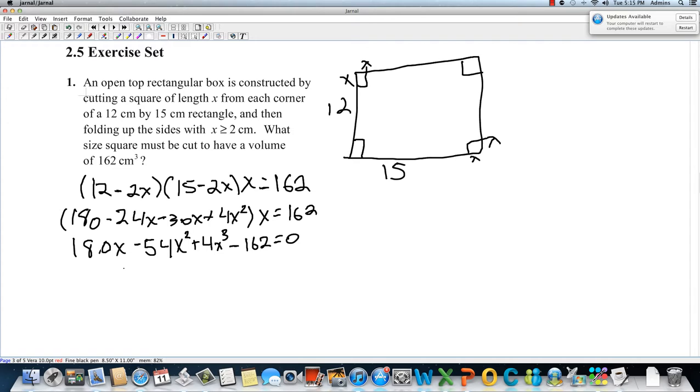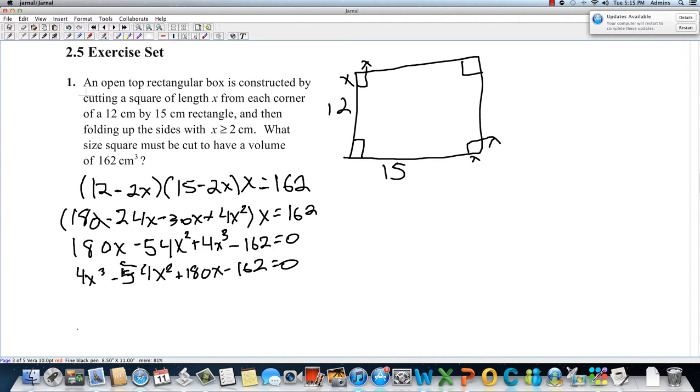So now I'm going to rearrange the equation and sort it by highest power. So we'll start with 4x cubed minus 54x squared plus 180x minus 162 all equals 0.